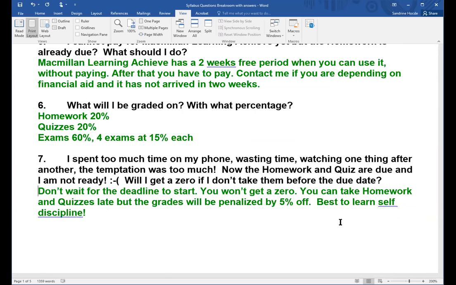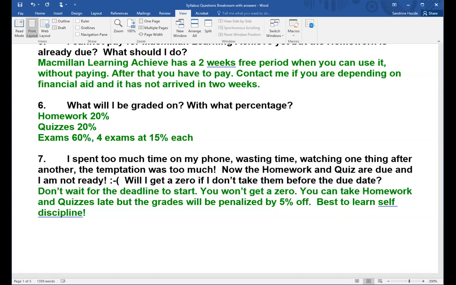And I would not recommend to wait for the last minute to get started, because materials will accumulate very easily, very quickly. So you have to try to be on top of things and not let yourself fall behind. So you won't get a zero, but you will get penalized by 5% off. It's a flat penalty, which means if you're late by 1 day or 2 days, it's still 5% off.